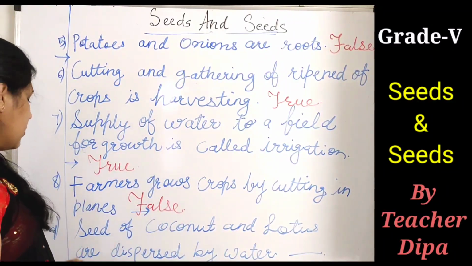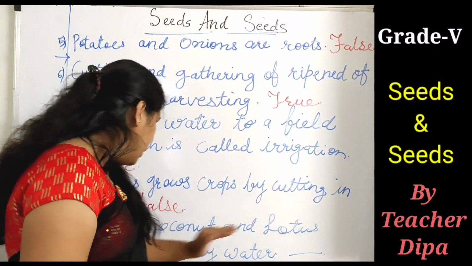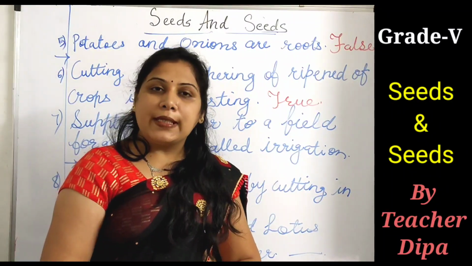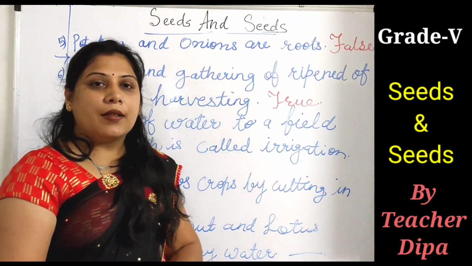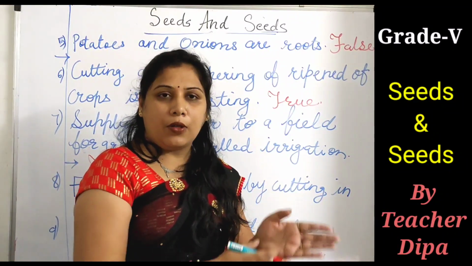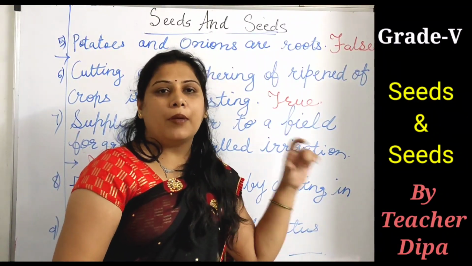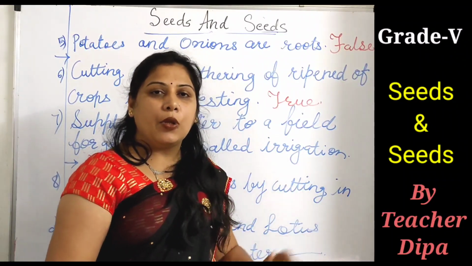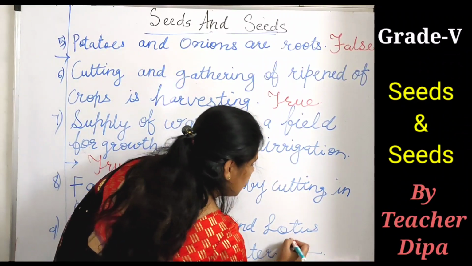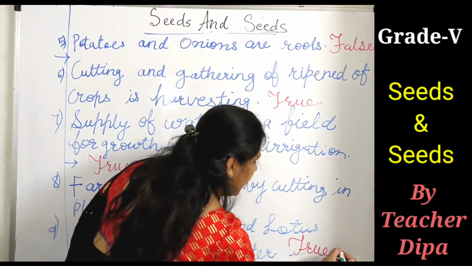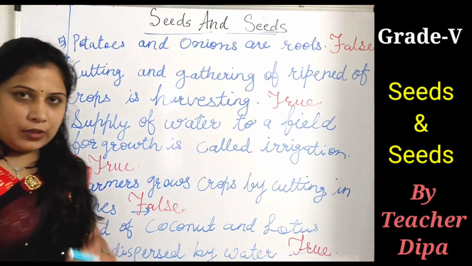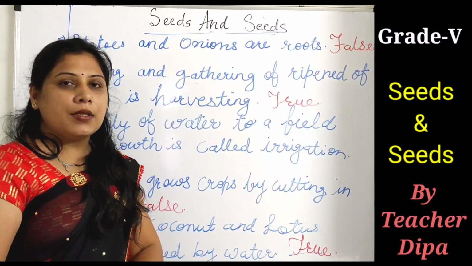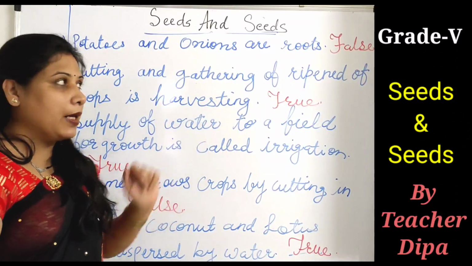The next statement is, seeds of coconut and lotus are dispersed by water. Yes, the coconut seed and the lotus seed, as the lotus grows in water and the coconut grows on the bank of the sea, can disperse by water. So this statement is also correct. So we will write true. We can repeat it again. Potatoes and onions are roots.